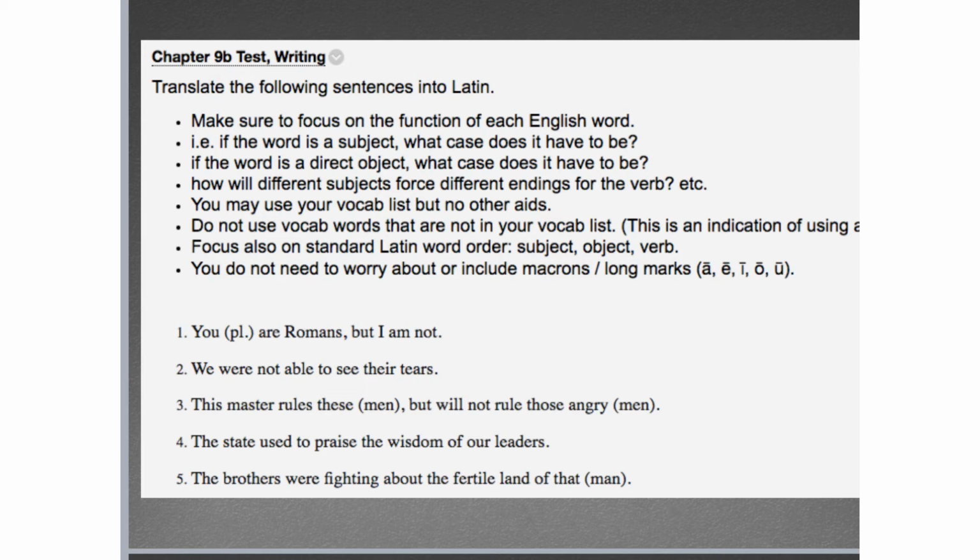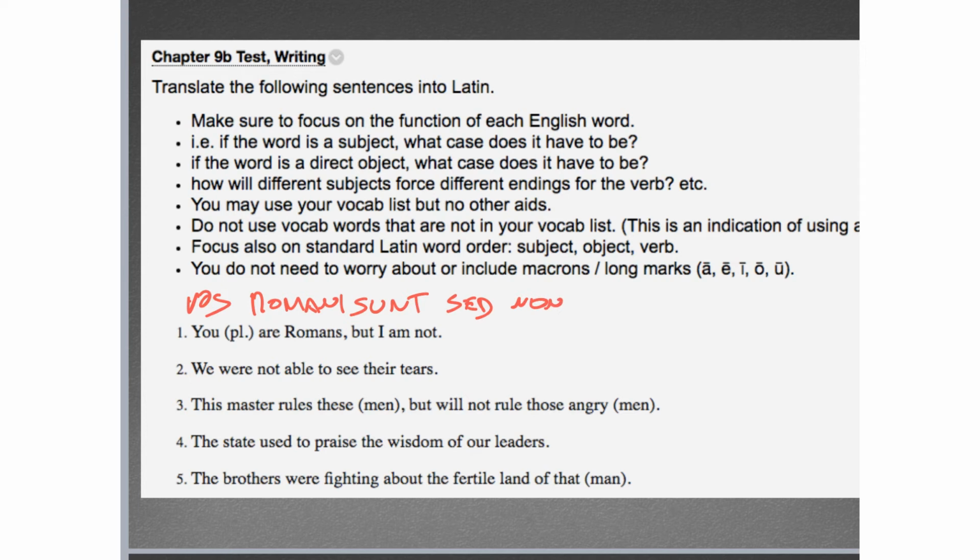All right, and these are the summatives. So 9b, this is the writing. Now we're translating from English into Latin. I'll do a couple, and then I'll leave the rest for you. So you in the plural are Romans, but I am not. So remember that the you plural is vos. Vos Romani estis.